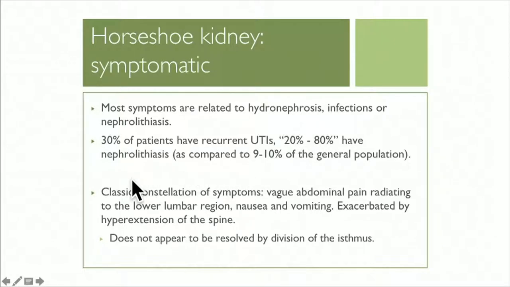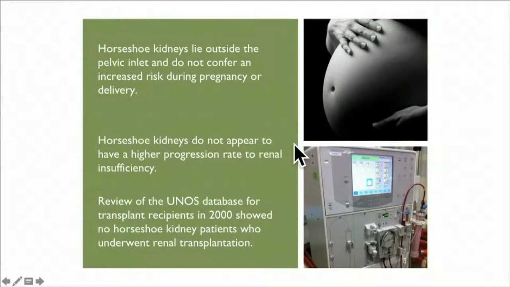That classic constellation of symptoms that we see with horseshoe kidneys, which would be vague abdominal pain radiating to the lower back, nausea and vomiting, tends to be worsened by hyperextension of the spine. This is the classic Campbell's description, and it is relatively uncommon. It doesn't appear to be resolved by division of the isthmus, so it's not just purely a compression issue. Horseshoe kidneys are outside the pelvic inlet, and so they don't confer an increased risk during pregnancy or delivery, and they don't appear to have a higher progression to renal insufficiency.